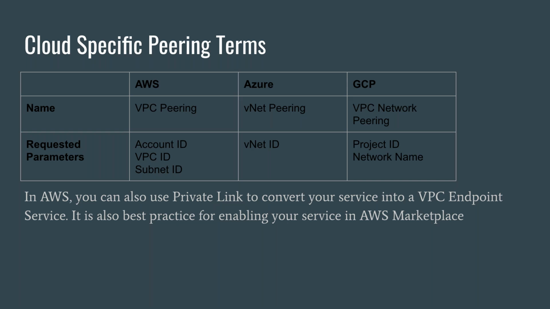So in AWS, we are talking about VPC peering. In Azure, it is called VNet peering, and in GCP, it is called VPC network peering. When you have a look at the requested parameters, in AWS you need to provide the account ID, VPC ID, and subnet. In Azure, only the VNet ID is needed. In GCP, the project ID and network name are okay.